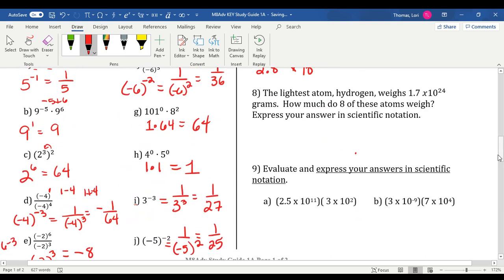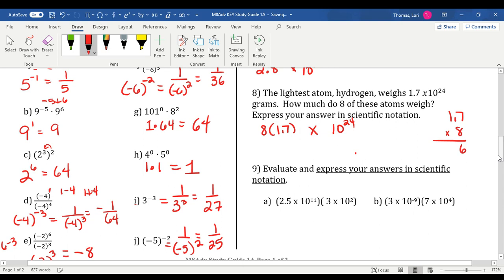On 8, the lightest atom, hydrogen, weighs 1.7 times 10 to the 24th grams. We want to know how many 8 of the atoms weigh. So we're going to just multiply 8 times our coefficient. And then we have times 10 to the 24th. So we're going to multiply 1.7. Remember, we're not using calculators in this unit.